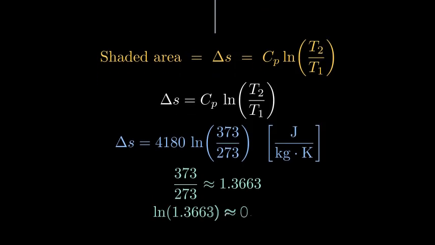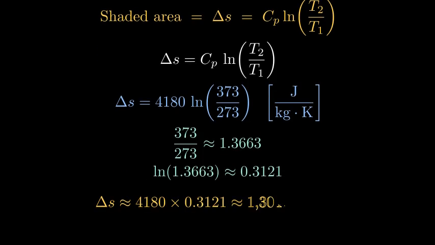The natural log of 1.3663 is approximately 0.3121. Multiply by 4,180 to get about 1,304.6 joules per kilogram Kelvin.